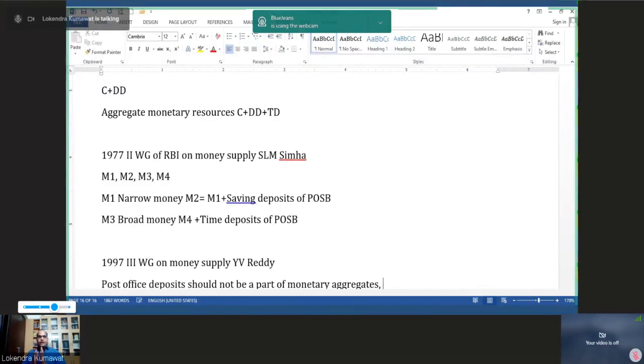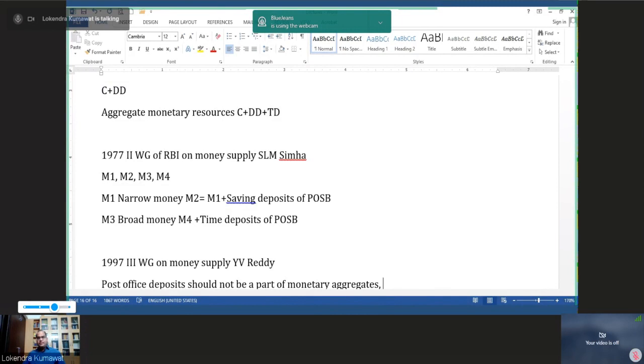According to the International Monetary Fund's Manual on Monetary and Financial Statistics, only the institutions which are in the nature of depository institutions, only the liabilities of those institutions, should be included. There are also certain operational issues in including post office deposits, which I cannot discuss here, but these are discussed at length in the report of the third working group. I think extracts from it are available in the public domain. This report was published along with the RBI Bulletin of June 1998.